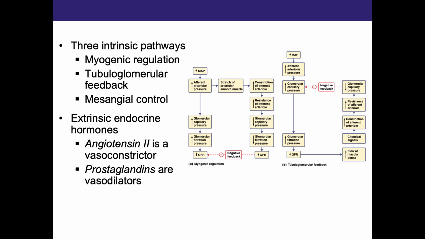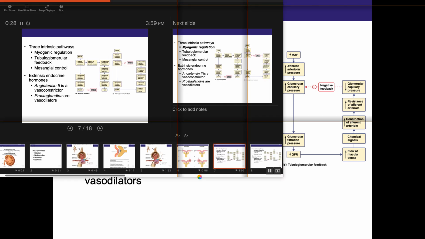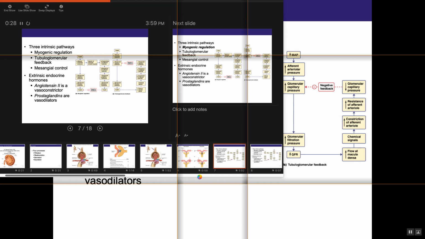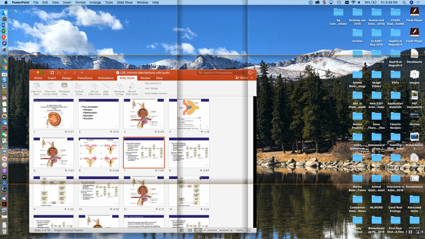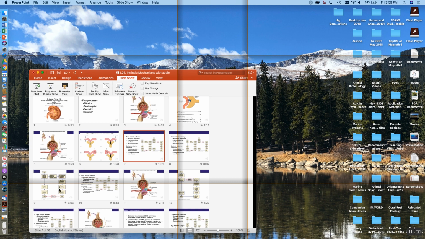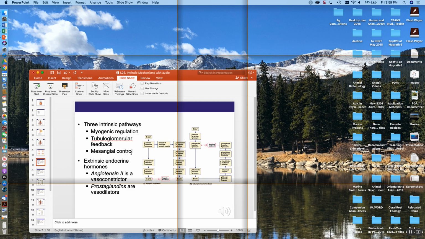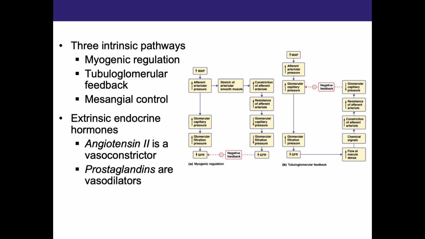I'll give you a short synopsis of each of the intrinsic mechanisms, and then we'll go through the flow chart. Myogenic control, tubuloglomerular feedback, and then mesangial cells and its control. Myogenic regulation, tubuloglomerular feedback, and mesangial control. Pretty good? Okay, so let's start with myogenic regulation first.